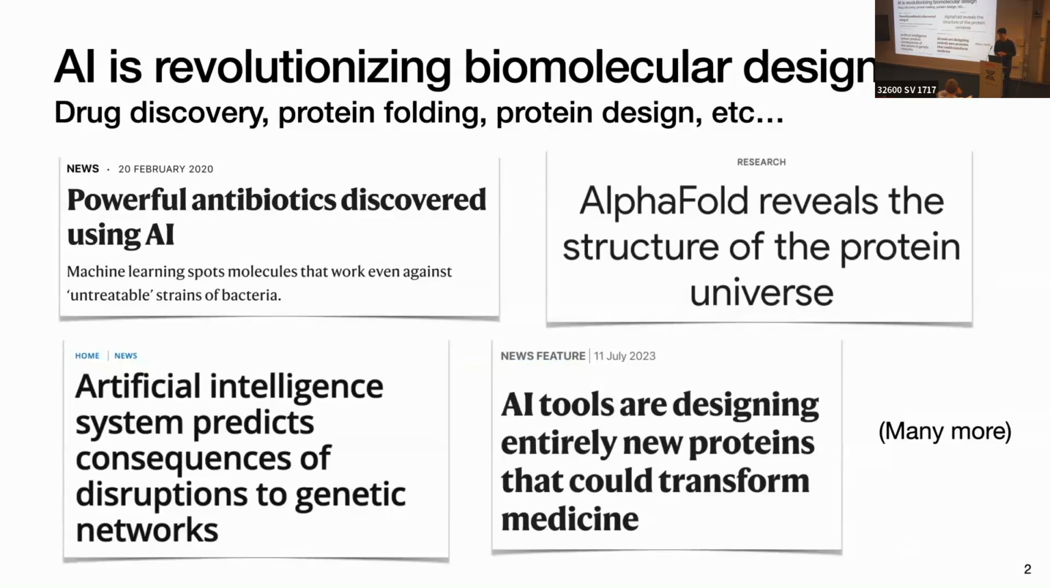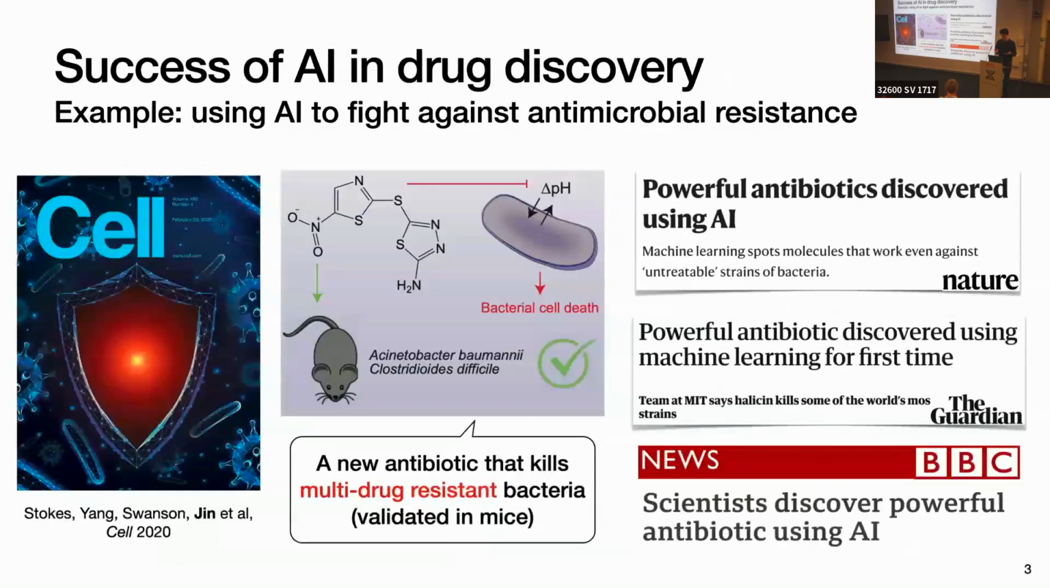There have been a lot of exciting applications in drug discovery, protein structure prediction, and protein design. I'm sure some of you already know. Some of my earlier work on the application of graph neural networks has made a lot of success in drug discovery, especially in the world of antibiotic discovery. This is one of the papers that we first published in Cell back in 2020, during the COVID time, where we discovered a new antibiotic that can kill multi-drug resistant bacteria, validated in mice.